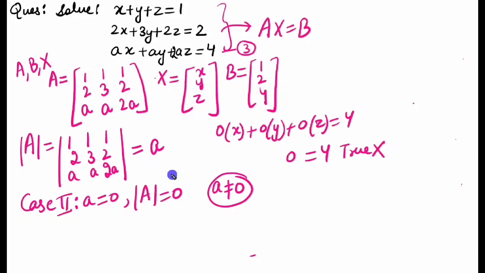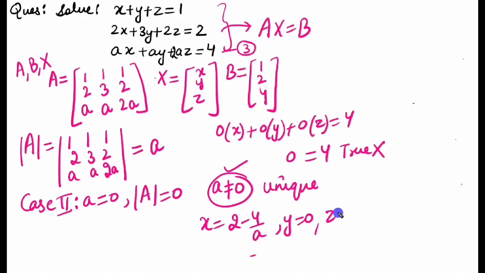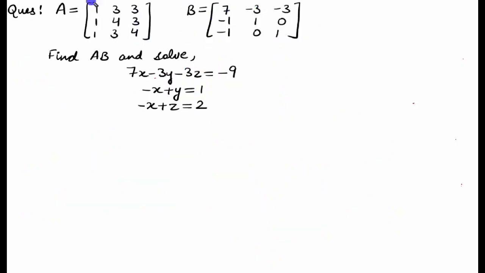It cannot have the value 0, and when a is not equal to 0, then we are getting a unique solution of the system of linear equations, and this unique solution is x is equal to 2 upon 4a, y is equal to 0, and z is equal to 4 by a minus 1. So this is the unique solution of this system when a is not equal to c. Now we have another question here.